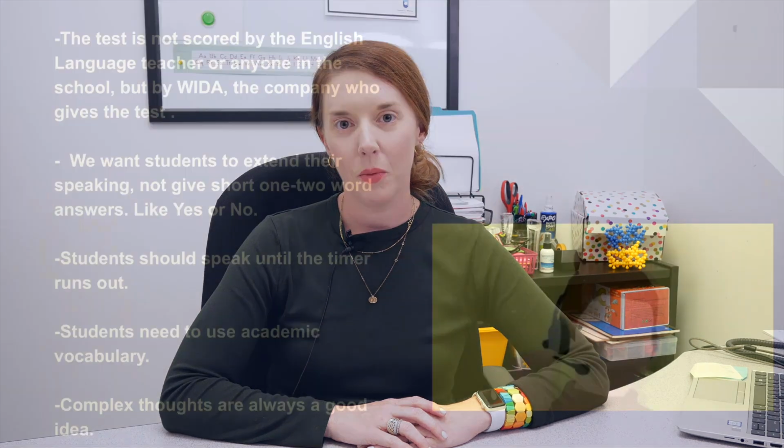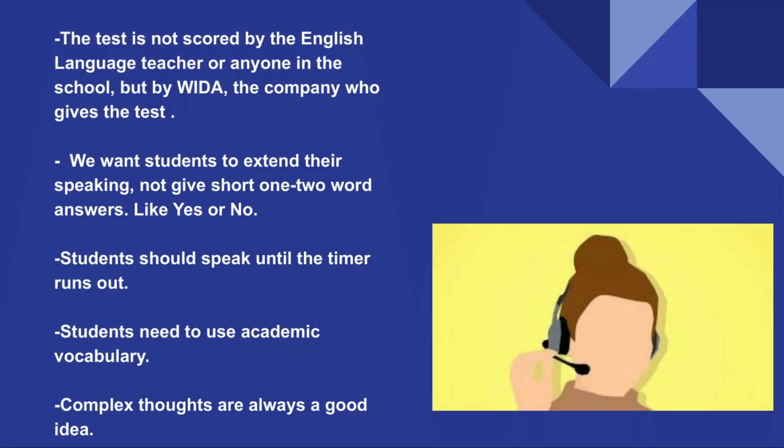Here are some things to know. The test is not scored by the English language teacher or anyone in the school, but by WIDA, the company who gives the test. We want students to extend their speaking, not give short one or two word answers. Complex thoughts are always a great idea. Students should speak until the timer runs out. Students need to use academic vocabulary.